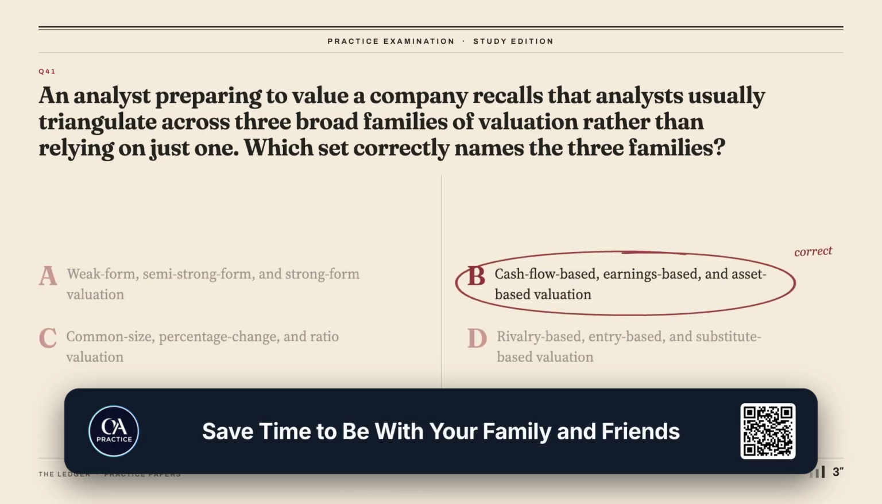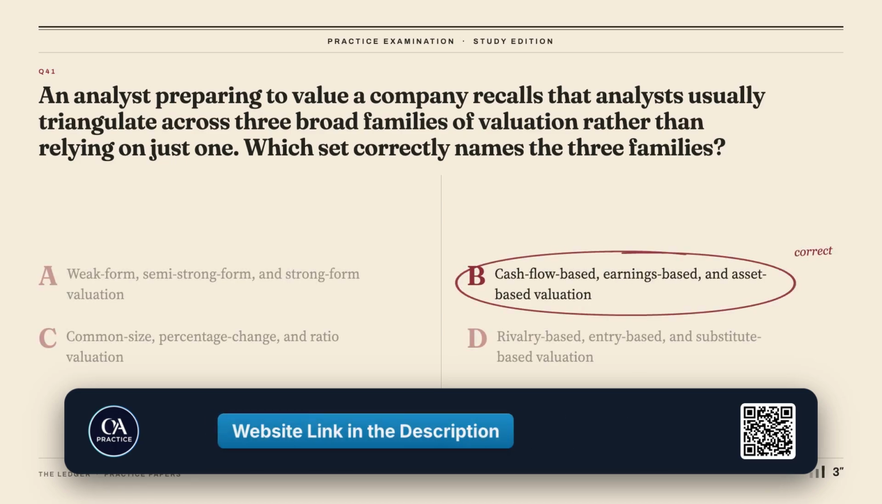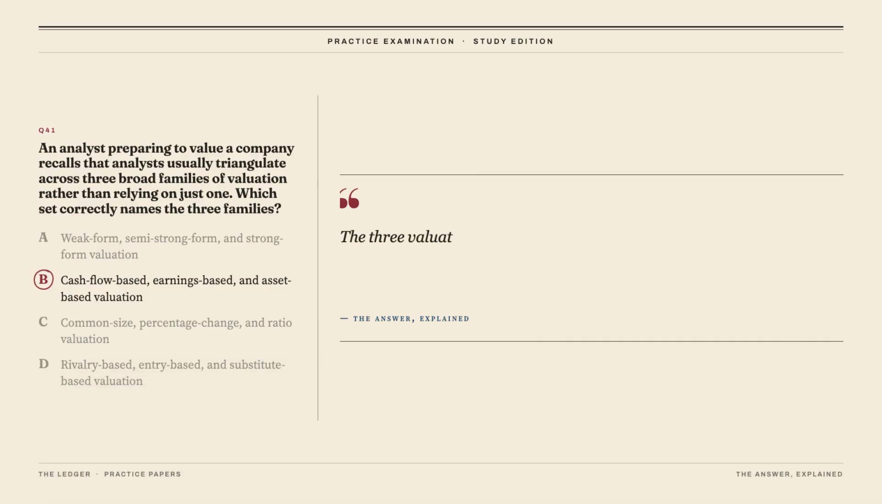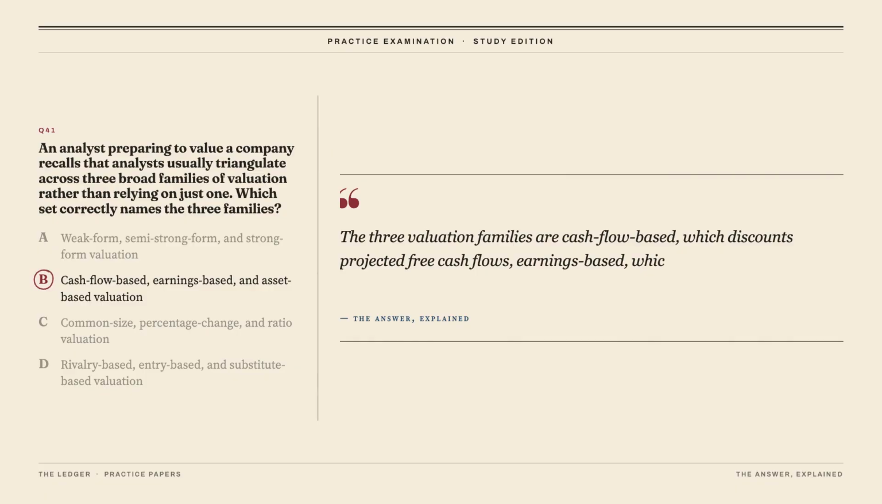The correct answer is B. Cash flow based, earnings based, and asset based valuation. B is correct because the three valuation families are cash flow based, which discounts projected free cash flows, earnings based, which applies a multiple to earnings, and asset based, which values the firm from the fair value of its assets. Analysts triangulate across them because each suits different circumstances.